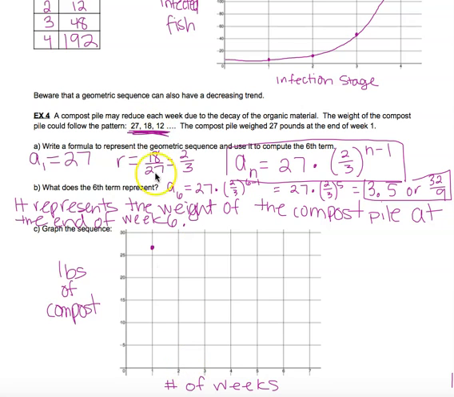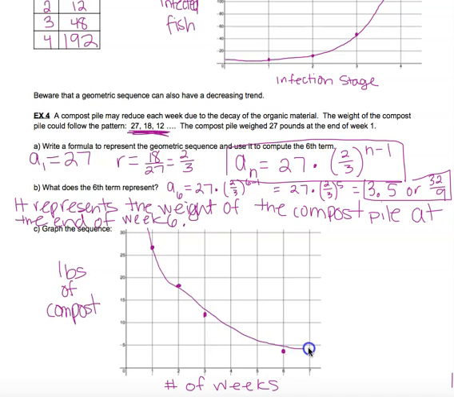Week 2, we had 18. So a little more than halfway up there. Week 3, we had 12. Now, don't know what we had weeks 4 and 5 because we weren't asked to find that, but by week 6, we were down to 3.5. So this would be 2.5, so 3.5 would be like right here.